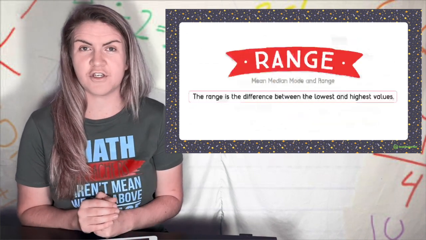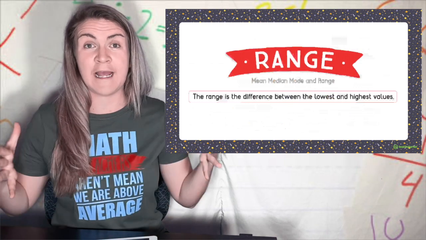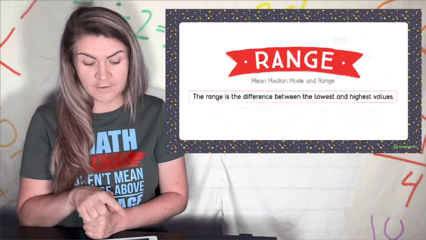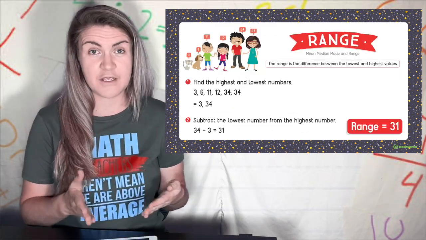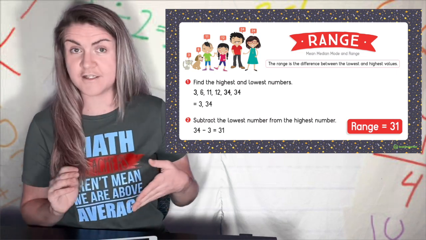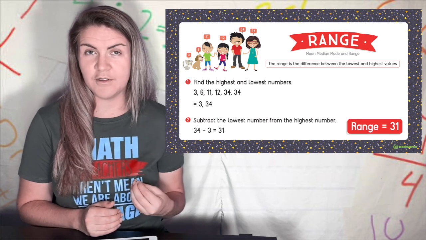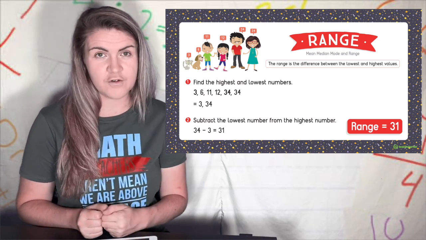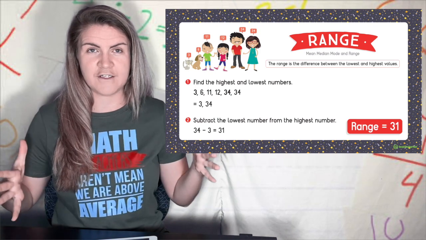The first measure of central tendency is the range, and the range shows us how spread out the data is. The range is the difference between the highest and the lowest value. So here with this family, the highest age is 34 and the lowest age is 3. And difference always means subtract, so I take the smallest from the largest. 34 take 3 is 31. So these ages are spread out over 31 years.